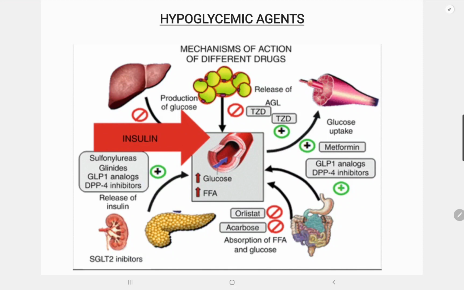And the last drug I want to discuss with you is SGLT2 inhibitors. The example is dapagliflozin. It decreases glucose reabsorption in the proximal convoluted tubule of the kidney, and therefore there will be increased excretion of the glucose in the urine, and that's why as a side effect it has increased risk for candidal infections. These were the hypoglycemic drugs.